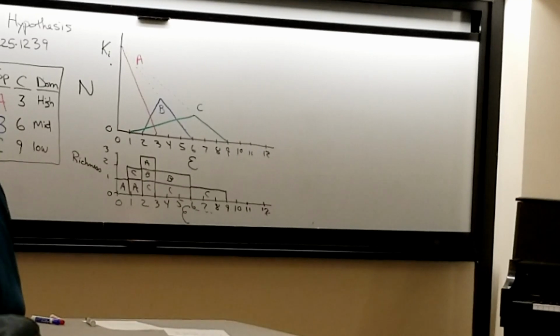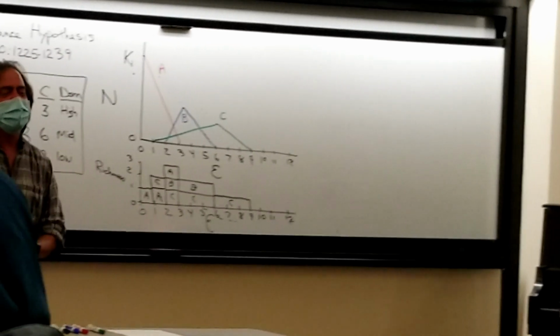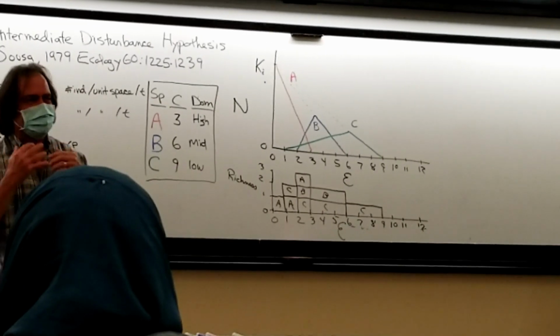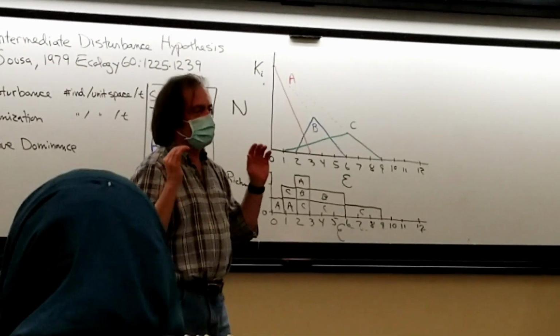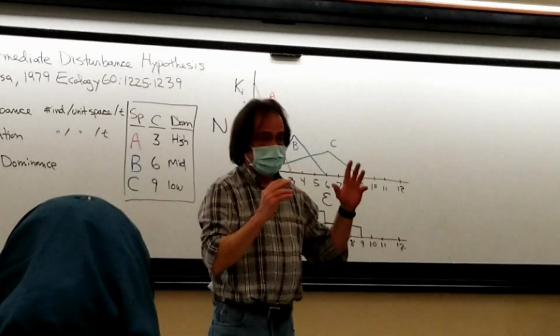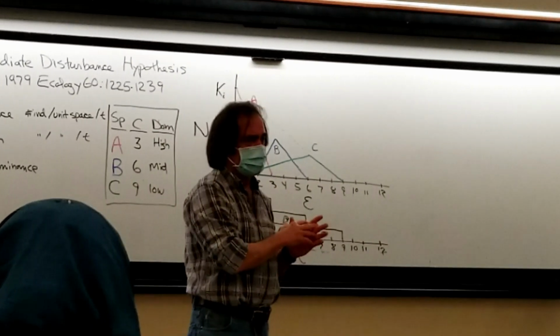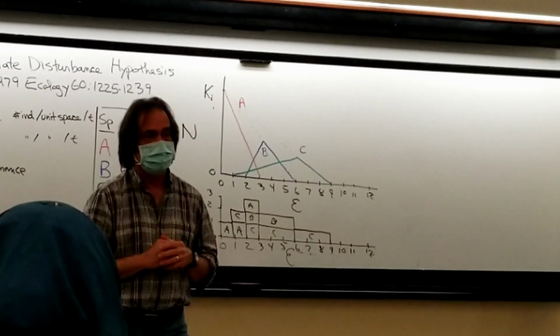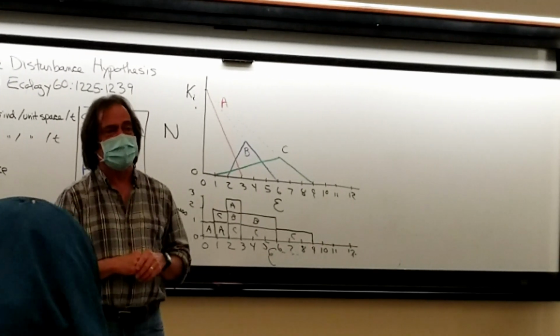We're done. So, do you want to talk about this first? What's happened? Do you find the greatest number of species at the highest level of disturbance, the lowest level of disturbance, or something else? Yeah, something else. And what might you call that something else?